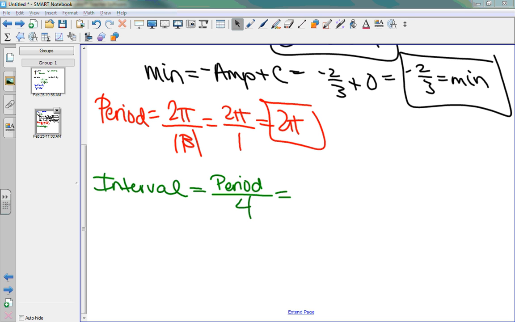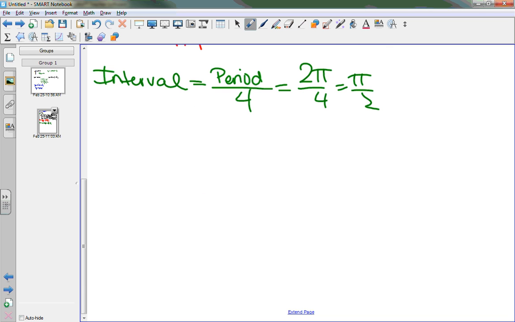Now, my period is 2 pi, so I'm going to take my 2 pi and divide it by 4 to give me pi over 2. In other words, when I do my xy table, I'm going to start at 0, and then what am I going to add to that? Pi over 2. I'm going to add pi over 2 every time. So I have all the information I need now to make my table.